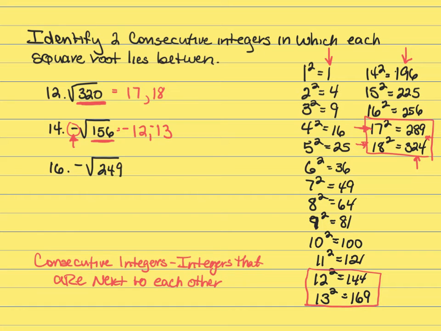One more. Let's do number 16. We have the opposite of the square root of 249. We're going to go and find the number where that 249 lies between. I'm going to change color pen so you can see it because it kind of intersects over here.